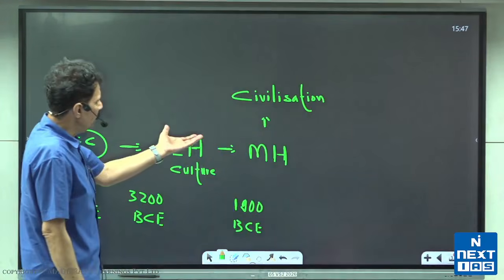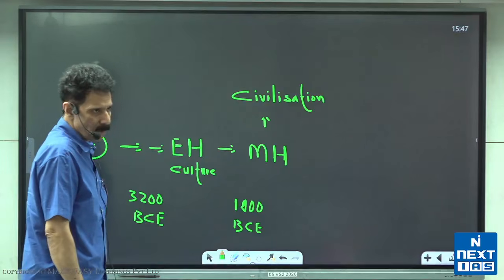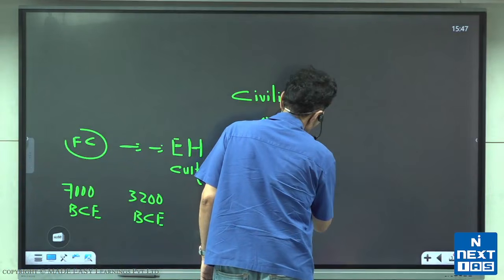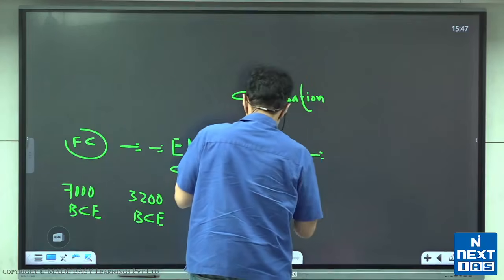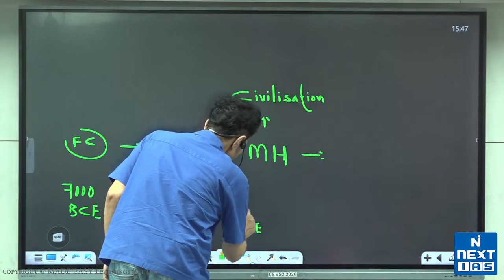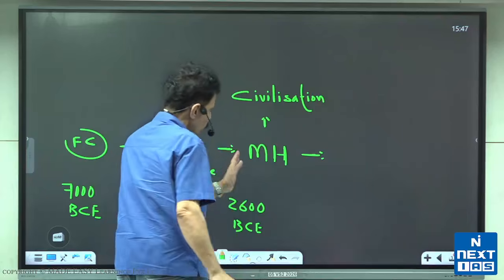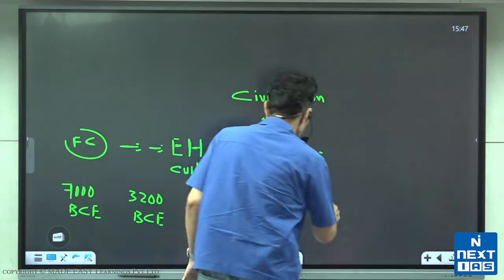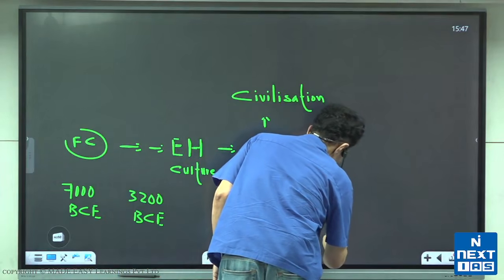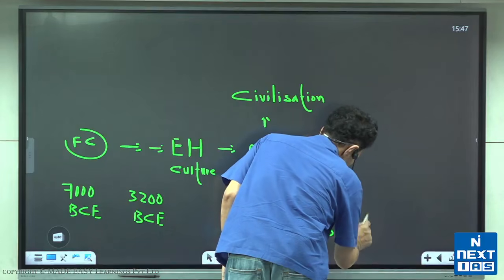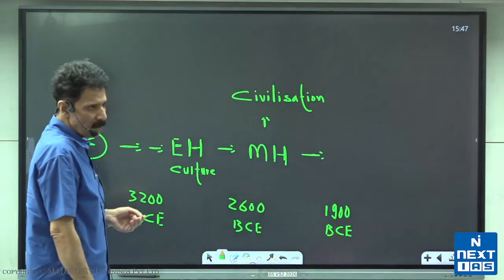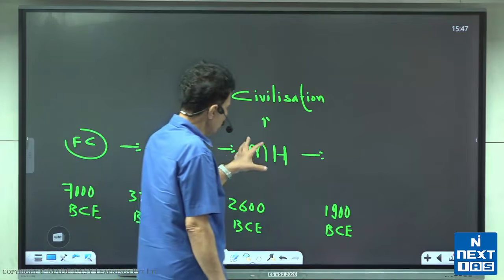And this is Harappan civilization. Matured Harappan phase continues till, oh sorry, this is not 1900, 26. This is 2600, right? So this continues till 1900 BC. This means by 1900 BC, the mature Harappan phase comes to an end.